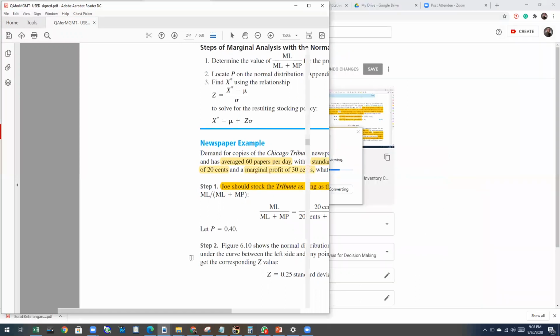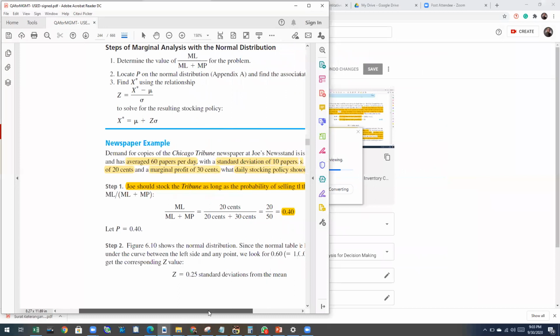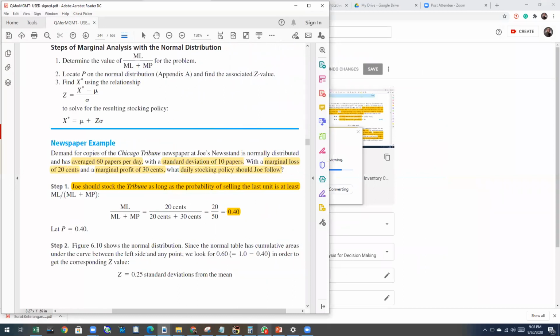So I'm going to let you study that section. It's in the book. Go ahead and study it. But I will show you how to solve this with POM QM.